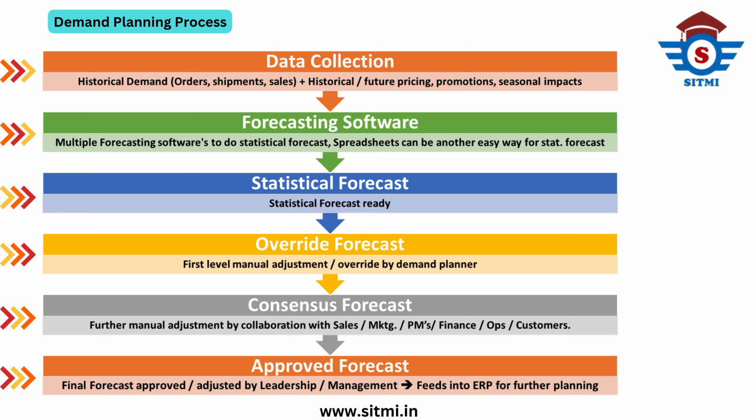Then finally, the last step is approved forecast. Once consensus forecast is done, the final forecast number is approved by executive or by management team, and this forecast number is then used in the planning process further. And this forecast number is also uploaded in the ERP system so that MRP, MPS, and all other systems run effectively for the planning purpose. So this was all about the demand planning process.